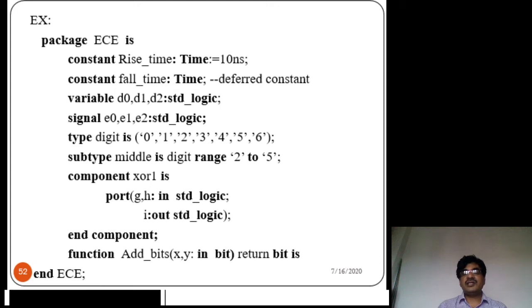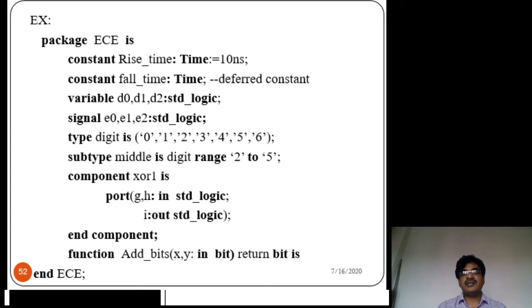Then variable declaration, signal declaration are represented. So D0, D1, D2 are objects of class variables. They hold which type of data? That is standard logic data. Similarly, E0, E1, E2 are objects of class signals. They can accept standard logic type data. What is standard logic? Standard logic is a predefined data type, which consists of 9 different values. In the predefined data type list you can see what the different values in the standard logic are.